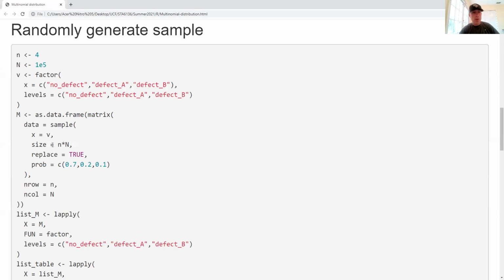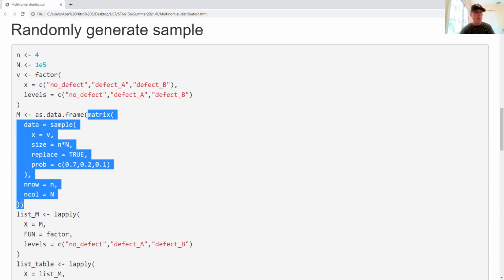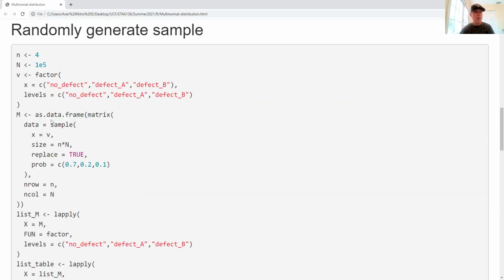Now I'm going to generate my sample. Here I'm using the sample function in R. So I'm taking no defect, defect A, defect B. I'm getting 4 times the sample size, 4 times the number of observations. And of course, I'm sampling with replacement because it wouldn't make sense otherwise. And here are my probabilities: 70%, 20%, 10%. All right, and then I reshape it into a matrix using the matrix function, and then I put it as a data frame just so I've got everything worked out.